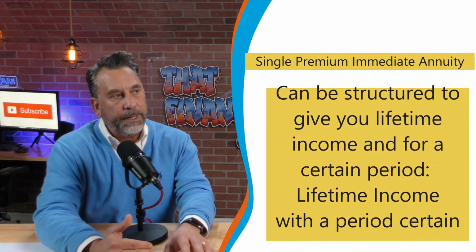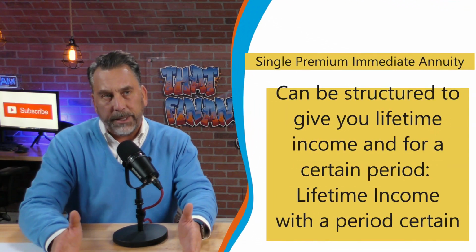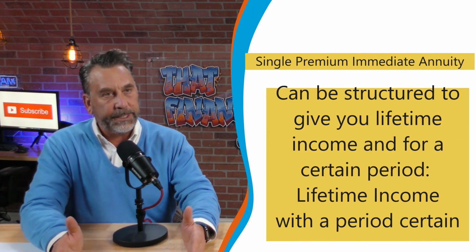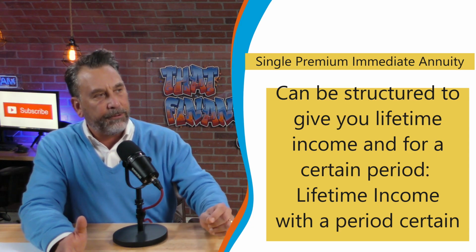That sounds great. But you have no access to that money that you gave them. You're accepting that promise, and that promise is only backed by the claims paying ability of the company. If you died the next year and you received one year's worth of payments, sorry, that's it. So you could structure it differently. Say, I want lifetime income, but I want at least a period certain, like at least 10 years. And if I died within those first 10 years, my beneficiary would get the rest of those payments.